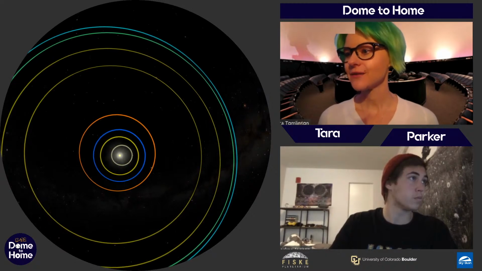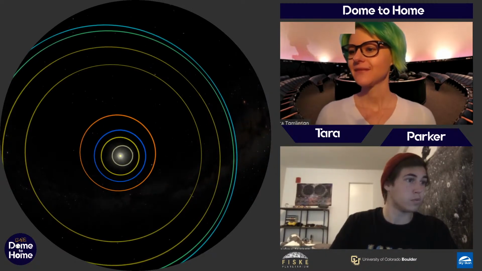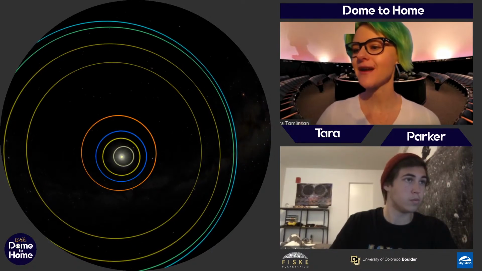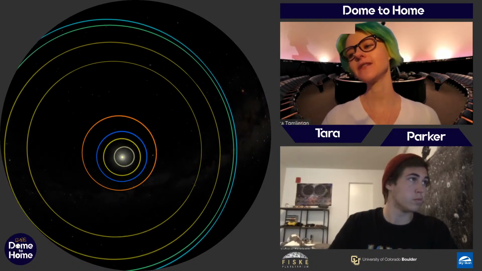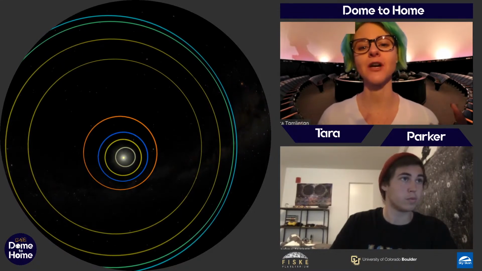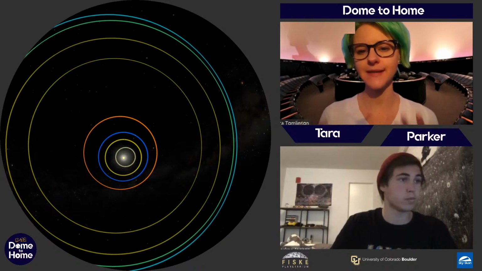All right, so here is our solar system. You can see the sun in the middle. There's the orbits of all the planets going out from there: Mercury, Venus, Earth, Mars, Jupiter, Saturn, Uranus, and Neptune. So those are all of our major planets that are right in close to the sun.